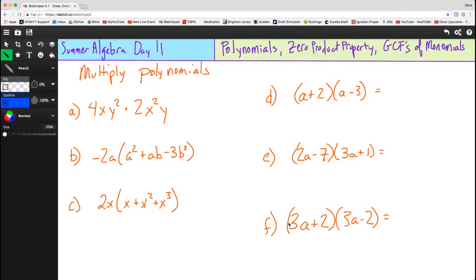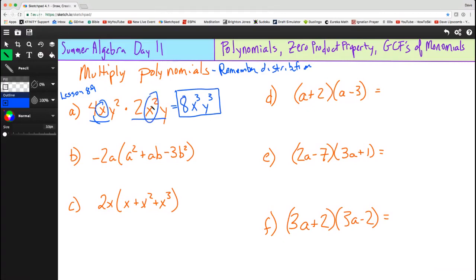Now, multiplying polynomials, you just got to remember distribution. In some cases. We don't always distribute, but we're going to remember distribution in some cases. Here, this is just a monomial times a monomial. We did this. This goes back to lesson 8 and 9, right? Here we just multiply our coefficients, and then we add our exponents. Right? We have an x term. X times x squared is x cubed, and then y squared times y is y cubed.